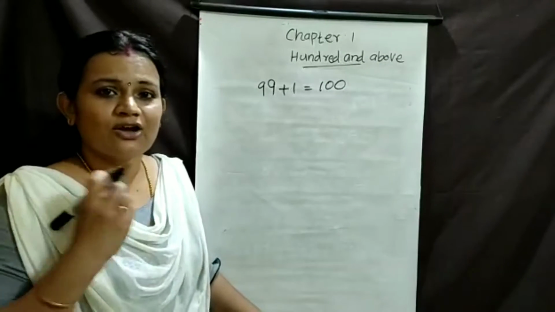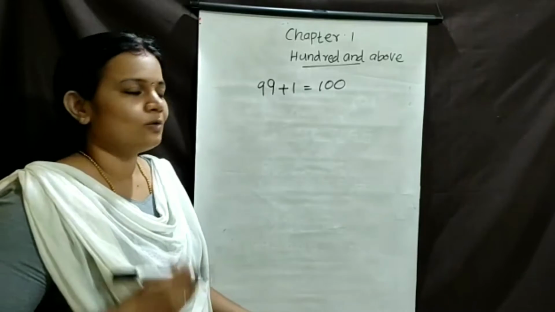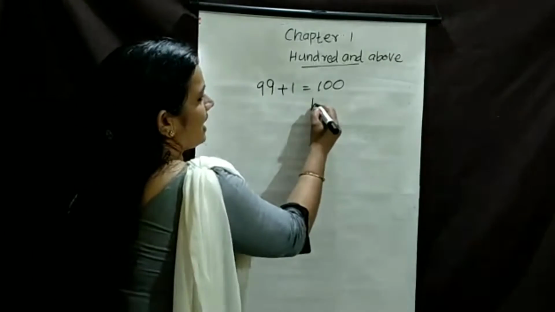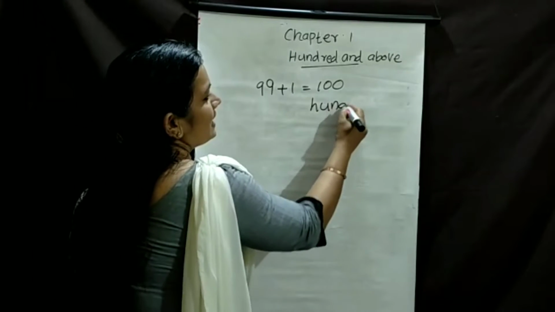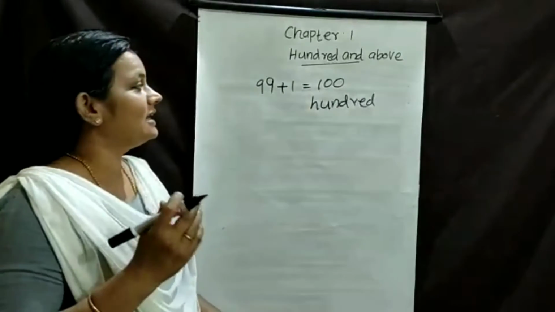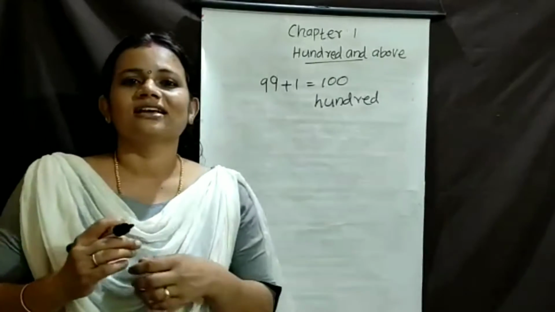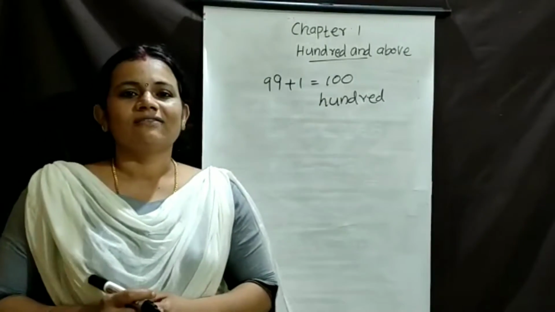Do you know the spelling of 100? The number name of 100 is H-U-N-D-R-E-D.